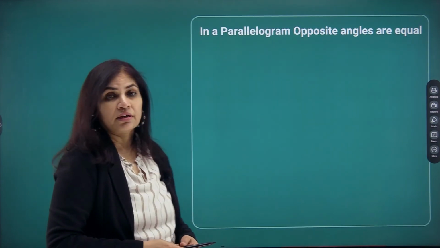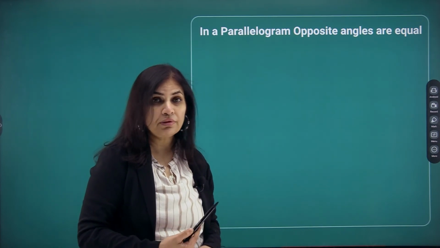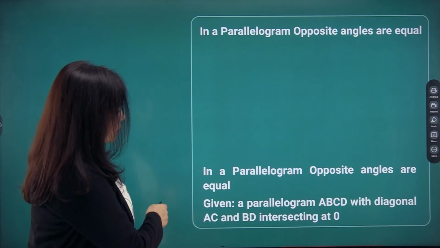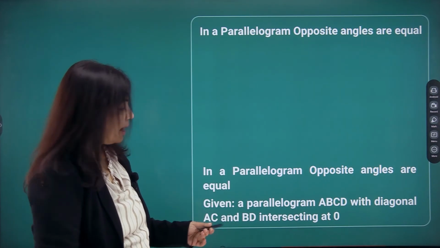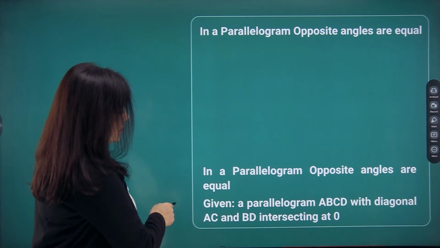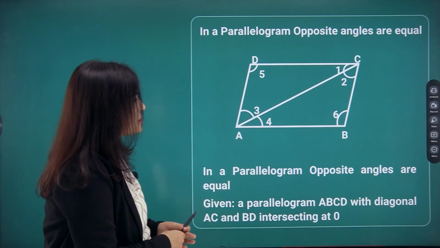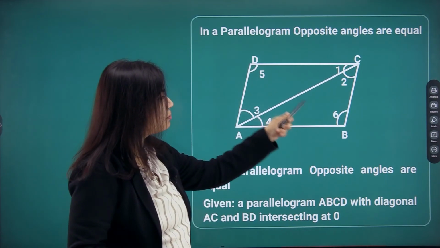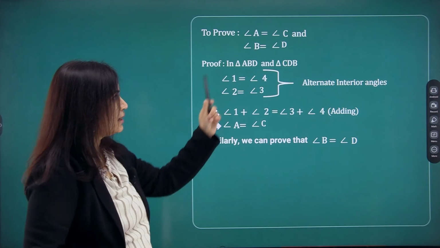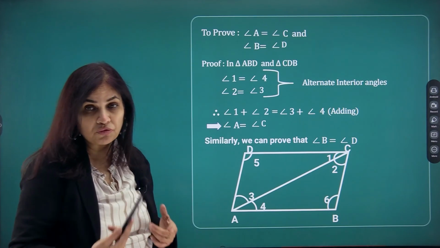Next, in a parallelogram, opposite angles are equal. Let us see how we can prove this. This can be proved again by the congruency of triangles. In a parallelogram, opposite angles are equal, and to start with, we are given a parallelogram ABCD with diagonals AC and BD. Starting with diagonal AC, I can prove B and D to be equal. Let us see how. Angle A equal to angle C and angle B equal to angle D. We have to prove that.